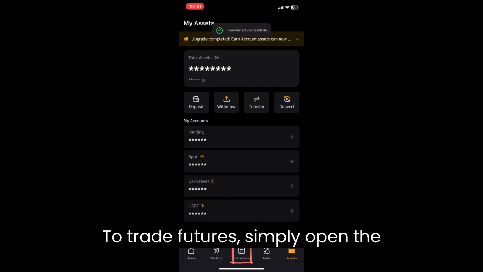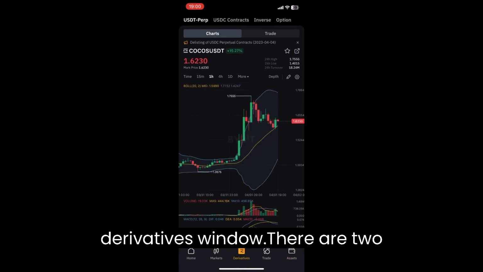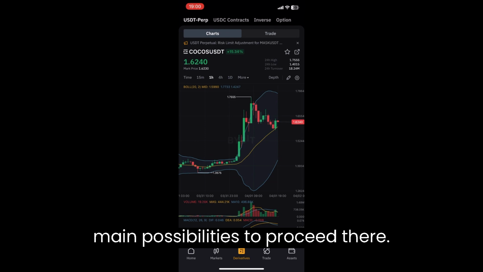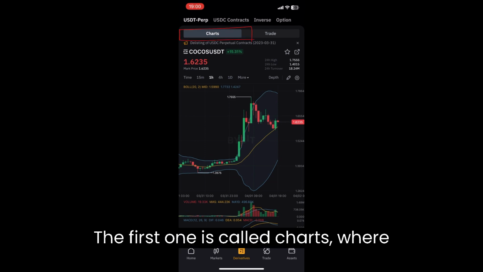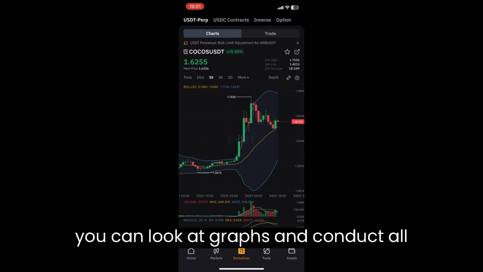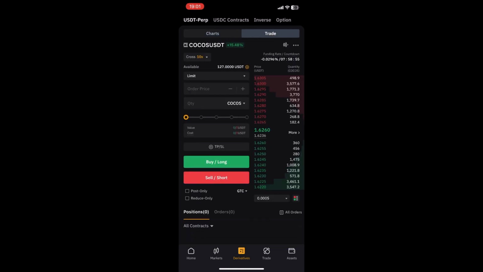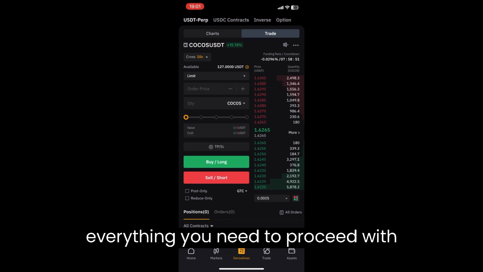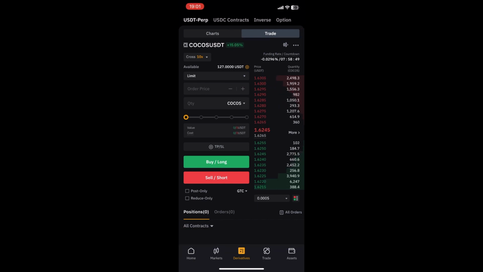To trade futures, simply open the Derivatives window. There are two main possibilities to proceed there. The first one is called Charts, where you can look at graphs and conduct all the research you want. The second screen is called Trade, and everything you need to proceed with trading is on that screen.